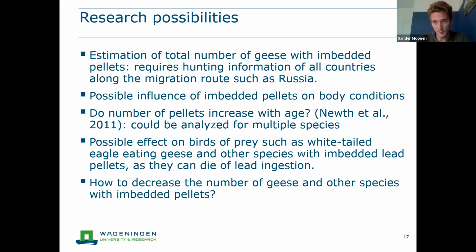And of course, the most important maybe would be, how can we decrease the number of geese and other species with embedded pellets? Because I think all of us would agree that this is not what we would prefer, all these pellets within the geese and in the end in the environment.